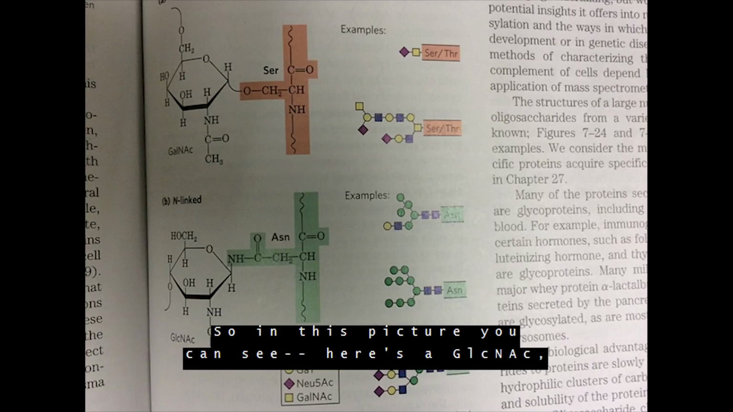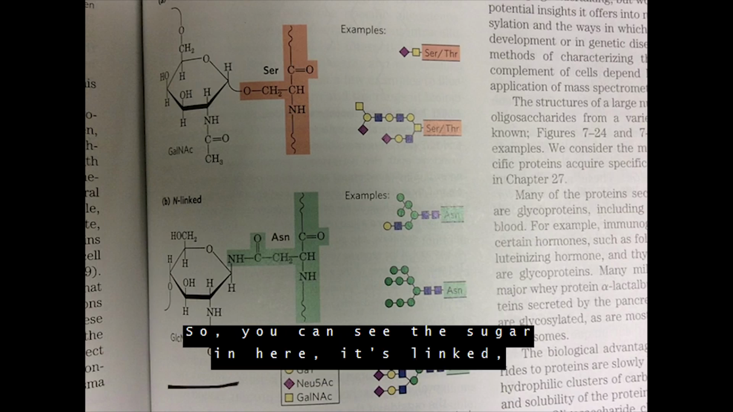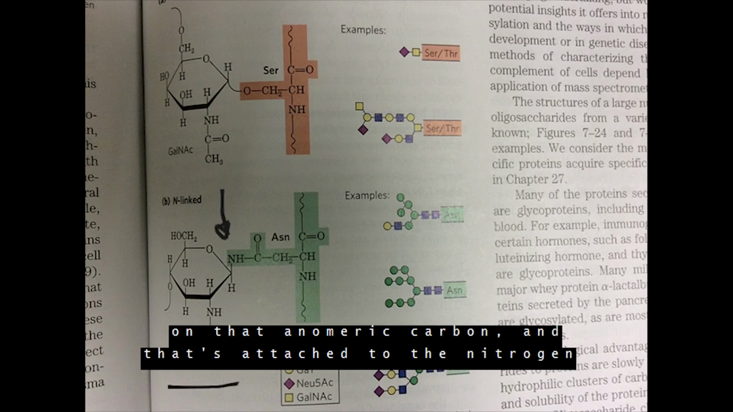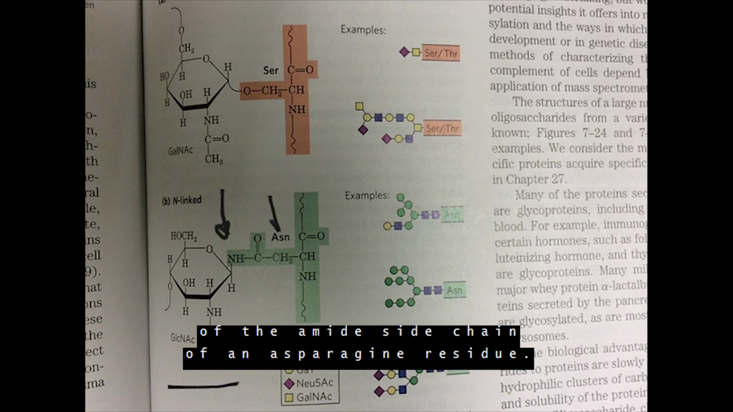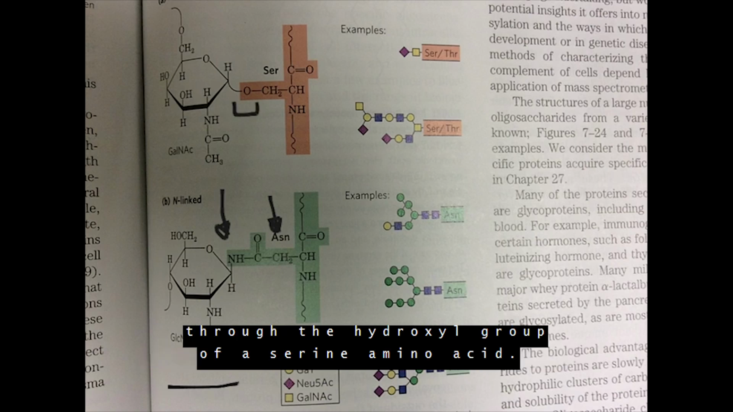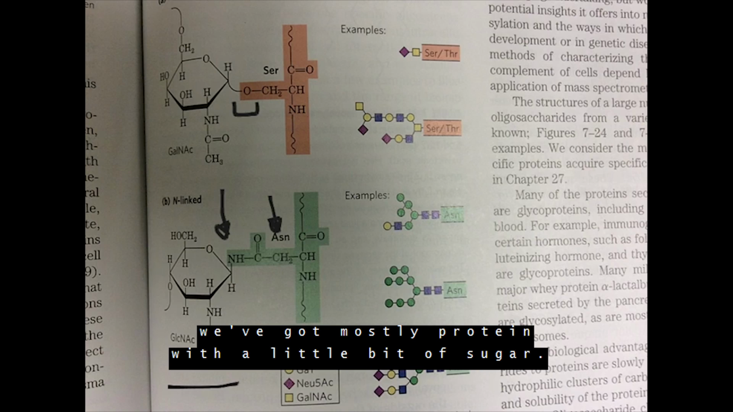So in this picture, you can see, here's a GlcNAc, that's my favorite sugar. You can see the sugar, and here it's linked. We have a substitution at the hydroxyl group on that anomeric carbon, and that's attached to the nitrogen of the amide side chain of an asparagine residue. Whereas up here for this GalNAc, now we're linked instead to the hydroxyl group of a serine amino acid. So remember, in these cases, for glycoproteins, we've got mostly protein with a little bit of sugar.